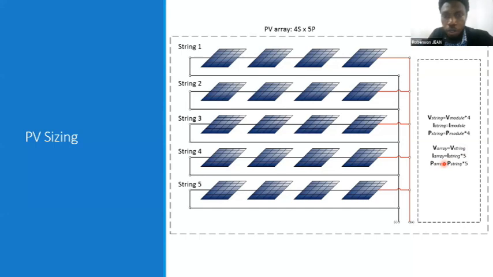What is the current of the PV array? The current of the PV array is the current of a string multiplied by the number of strings, as they are put in parallel. So it is the current of a string multiplied by 5. And the power of the PV array is the power of a string multiplied by the number of strings, that is 5. So we can see that the power of the PV array is the power of a module multiplied by the number of modules. Once we know that, we can do a PV design.